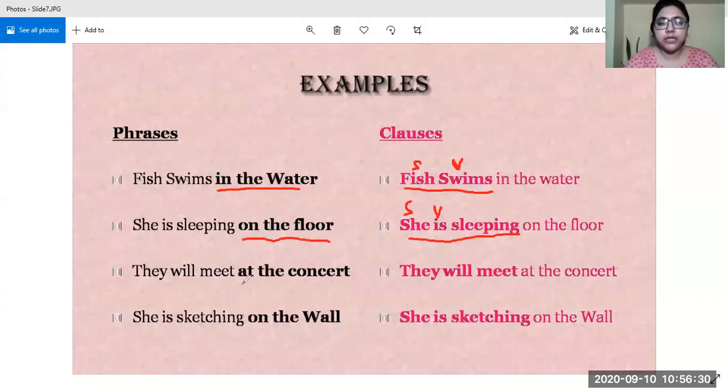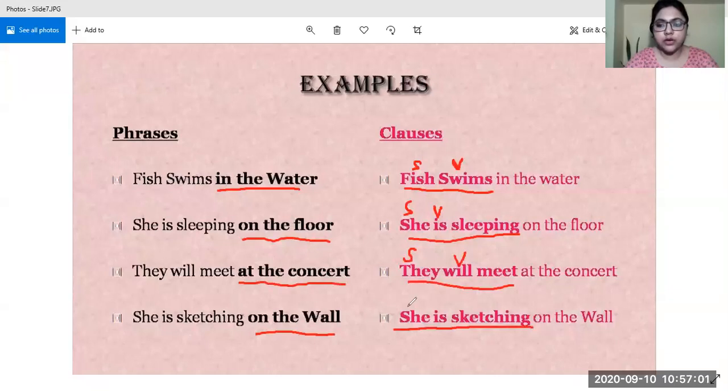Third, "They will meet at the concert." "At the concert" is what? It is a phrase because it does not have a subject or a finite verb. So here, "they will meet" is a clause. Again, why? Because we have a subject and a finite verb. "She is sketching on the wall." "On the wall" is a phrase, while "she is sketching" is the clause, because we have a subject and a verb.